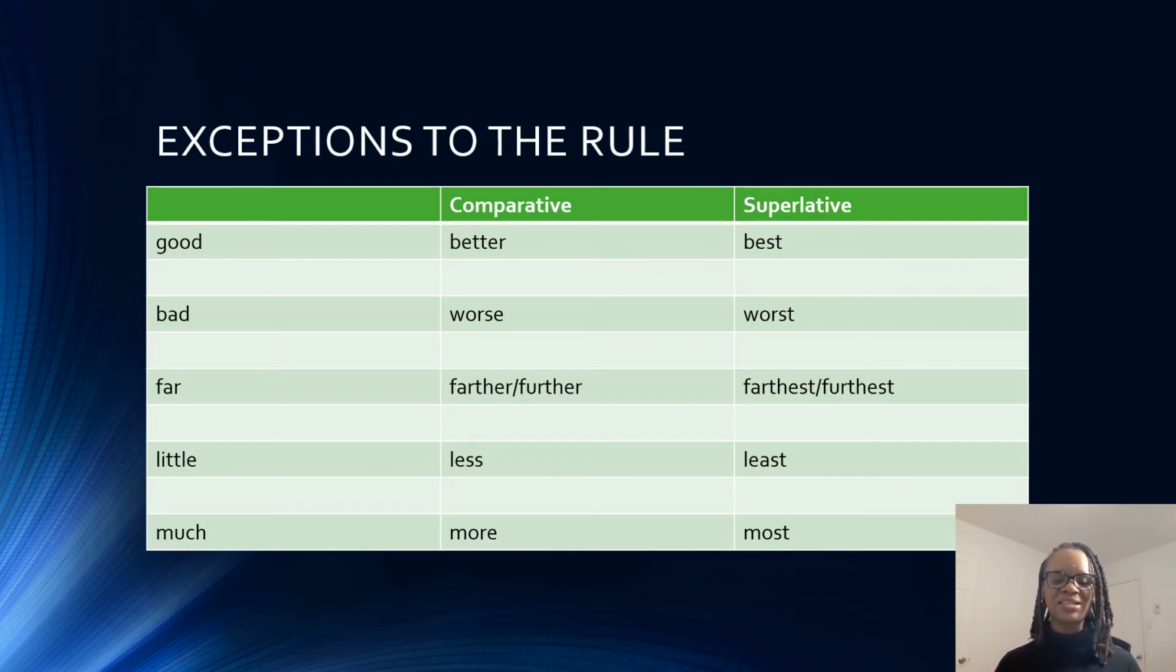The third exception is far. And for the comparative form, we can either say farther if we're referring to a physical distance or further if we're referring to a figurative distance. And then for the superlative form, we would say farthest or furthest. The fourth exception is little. For the comparative form, we would say less. This bottle has less water than that one. And finally, least if we're comparing 3 or more things.